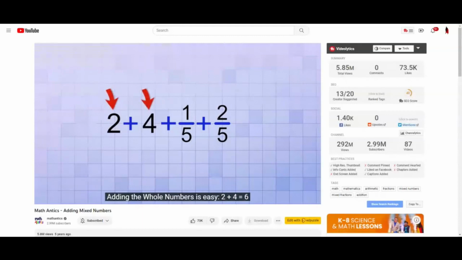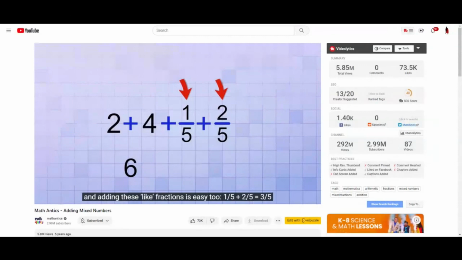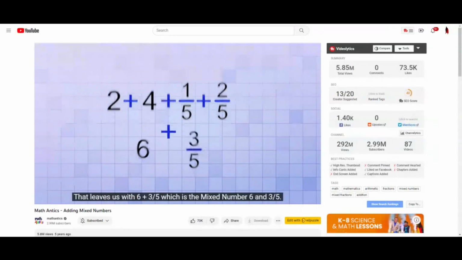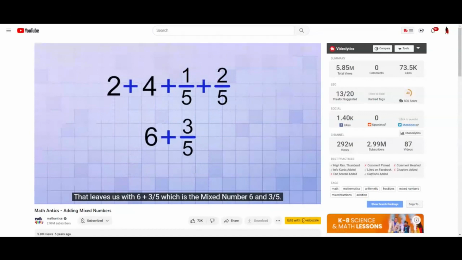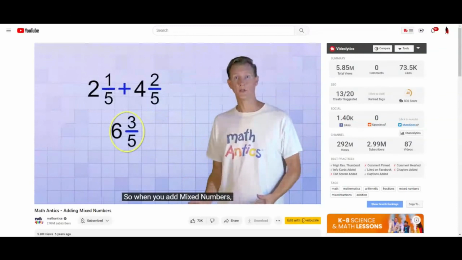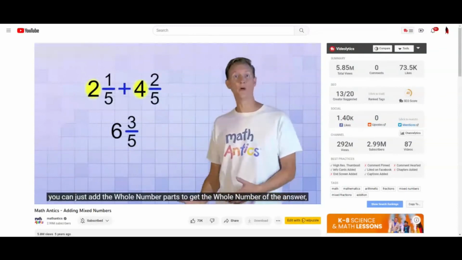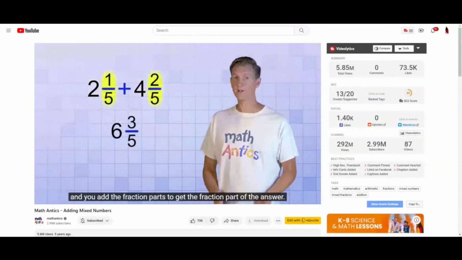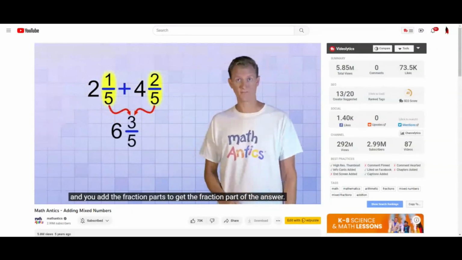Adding the whole numbers is easy. 2 plus 4 equals 6. And adding these like fractions is easy too. 1/5 plus 2/5 equals 3/5. That leaves us with 6 plus 3/5, which is the mixed number 6 3/5. So when you add mixed numbers, you can just add the whole number parts to get the whole number of the answer. And you add the fraction parts to get the fraction part of the answer.